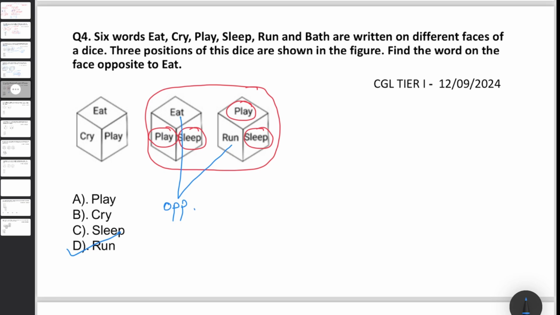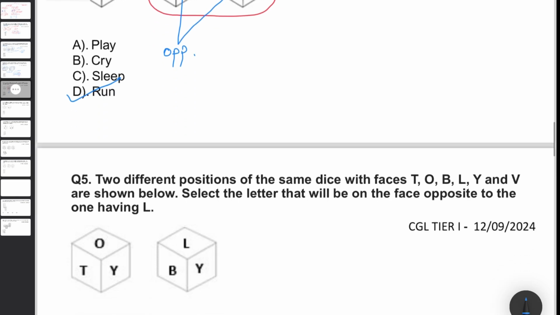I already told you guys that by practice, you can solve in 4 to 5 seconds. It's just a question of practice only. Let's move on to the next question.